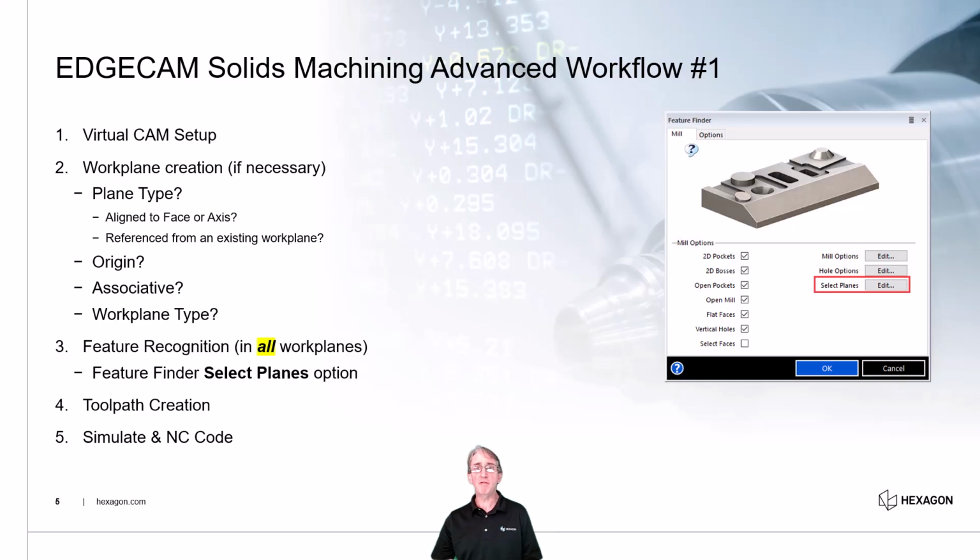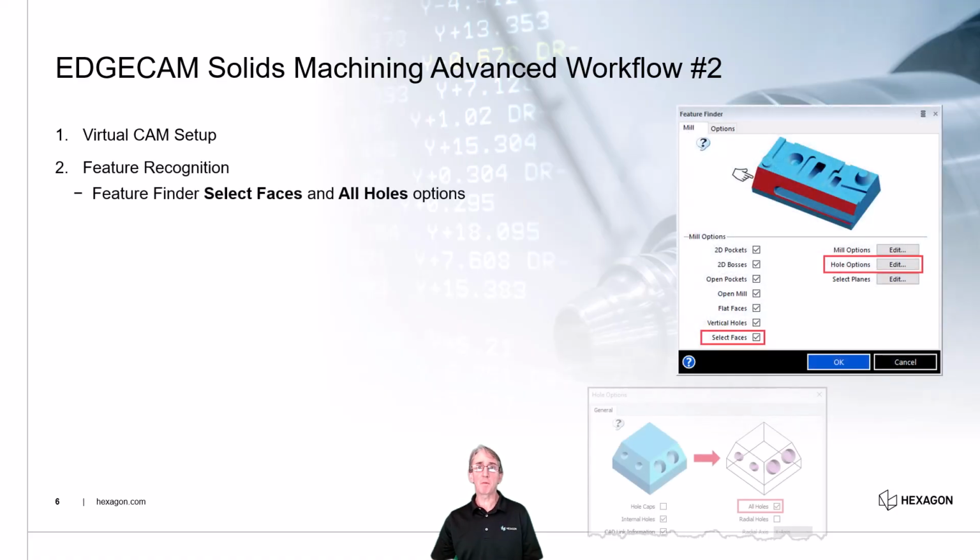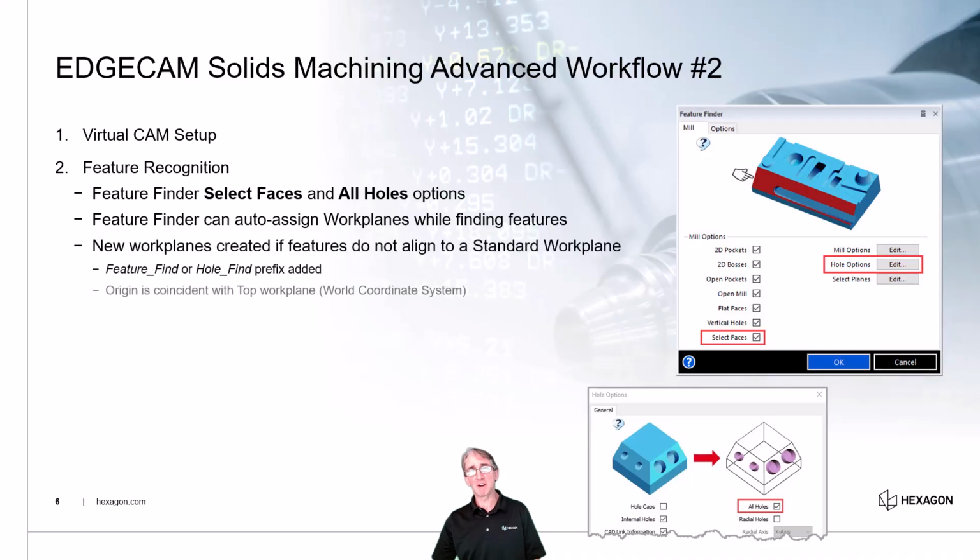But there's an even faster workflow, and that one was in Workflow 2. In that one, we start with the virtual cam setup. That's always done. But we skip work plane creation and move right to feature recognition because we have the select faces and the all holes option. Now, those are not the hammer to hit every nail with, but being aware of them, they provide some advanced workflows that work well for parts like some of the ones shown here.